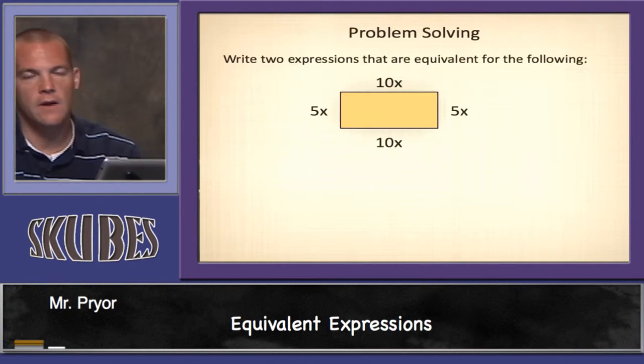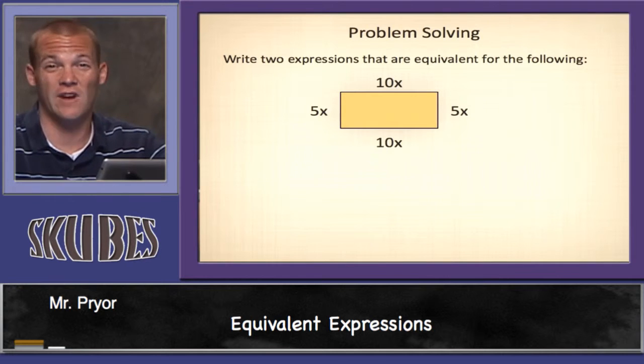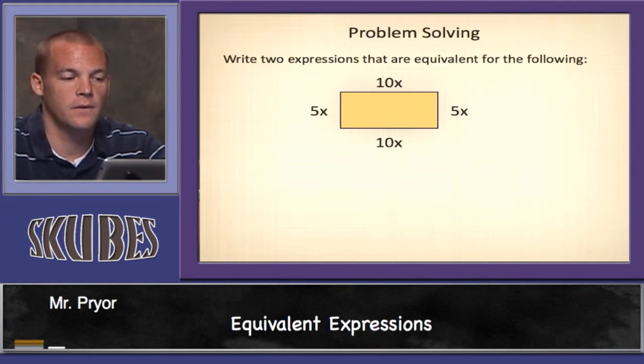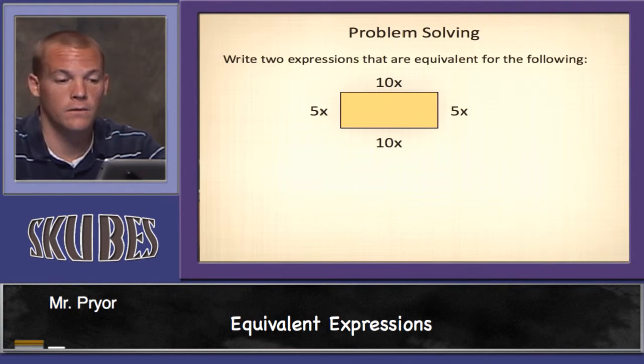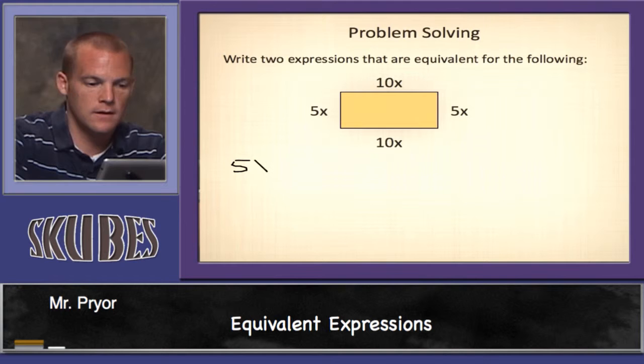All right. And how are they going to give this to you in other contexts? Well, this would be one. This is more or less a geometry context. They want you to write two expressions that are equivalent for the following. Well, what we can do here is we can actually look at just simply adding these up. We can add up 5x plus 10x plus 5x plus 10x.